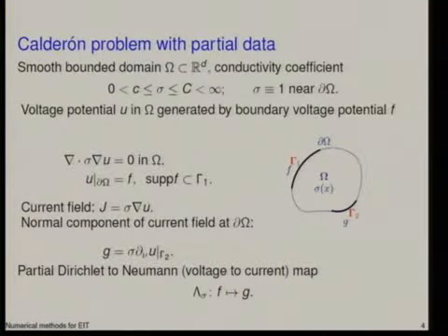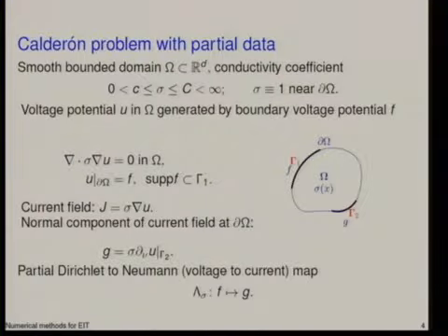I know from last week you already saw something about this from Lassas, but anyway, there may be some repetition here. The basic idea now is that we still look for some conductivity distribution of a domain in 2 or higher dimensions. We are now allowed to access the boundary, but only through certain regions, subsets of the boundary. This is illustrated in this picture here.